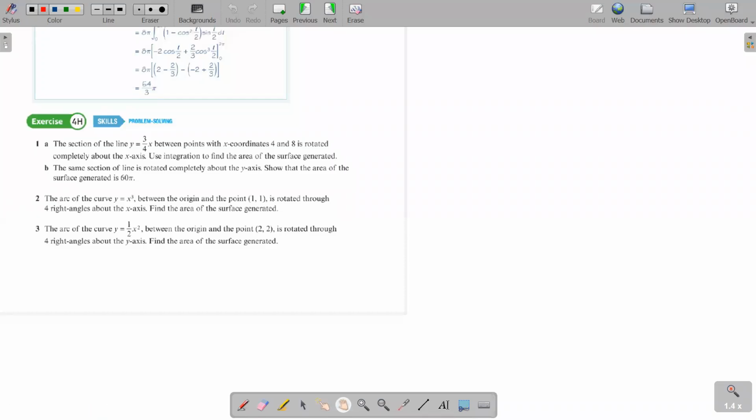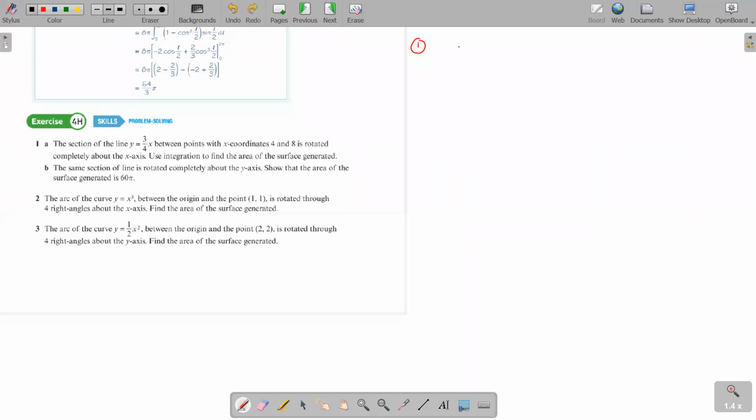Exercise 4H. So we'll do question number 1. The section of the line y equals 3 over 4 x between the points with x coordinates 4 and 8 is rotated completely about the x-axis. Use integration to find the area of the surface generated. Basically, you don't need to actually draw. You can directly use the equation, right?